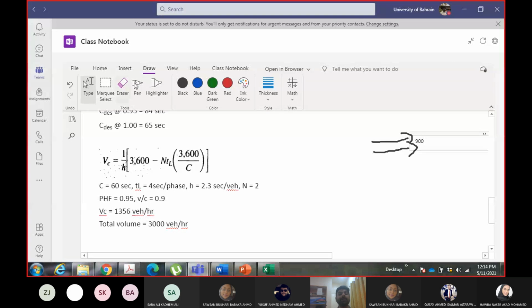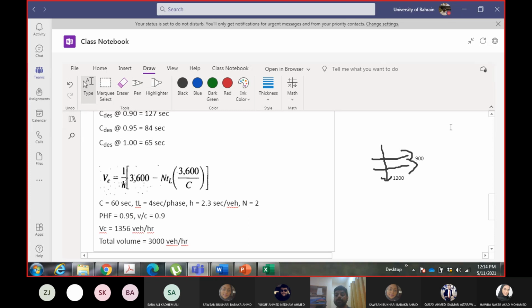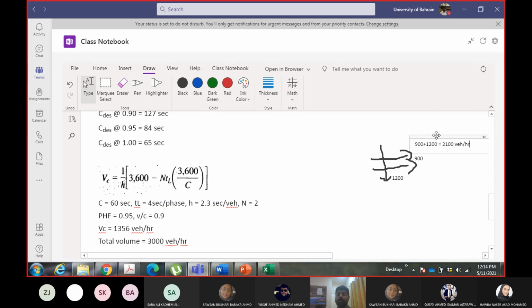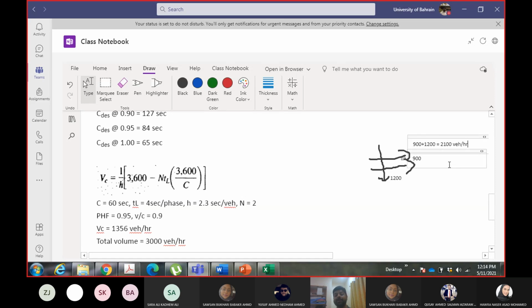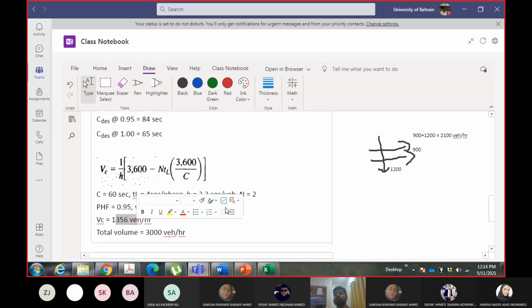And in the north-south direction, I'm just keeping the same number of lanes, which is 1. It will have 1200. The volume for this one will be 1200. So total will be 900 plus 1200, which is equal to 2100. Did I bring it below the maximum value? No, the maximum is 1356. It is still more than that.